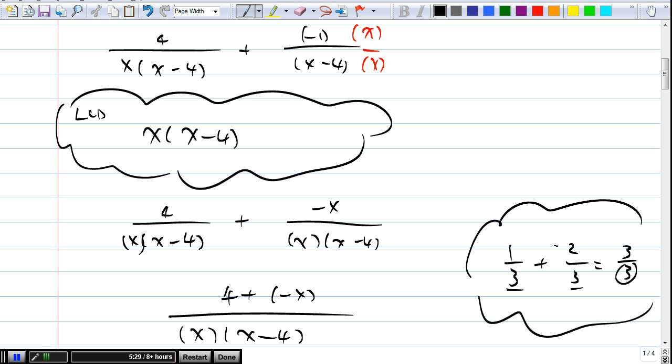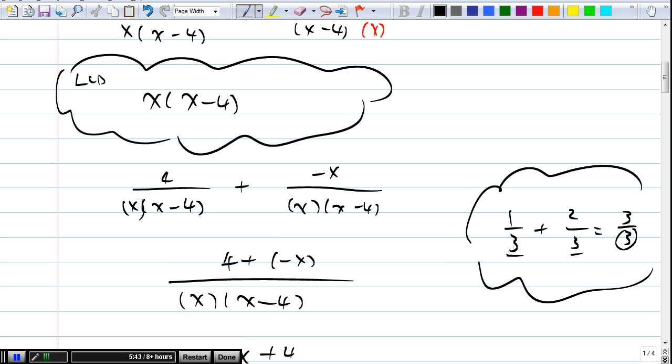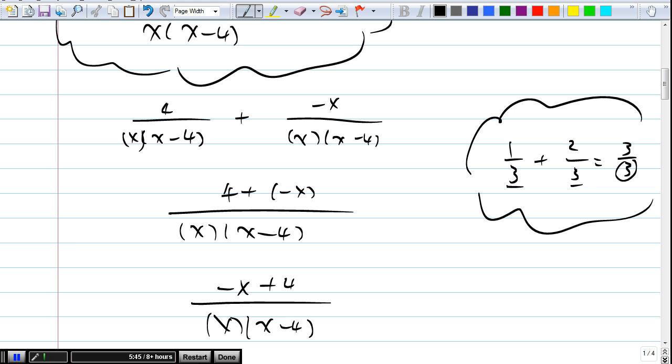How about Kali? Me? Yes. Instead of writing 4 plus negative x, you should write... Oh, you can factor out negative 1. Yeah, you should always rewrite things in standard form. And when you do, you get negative x plus 4.